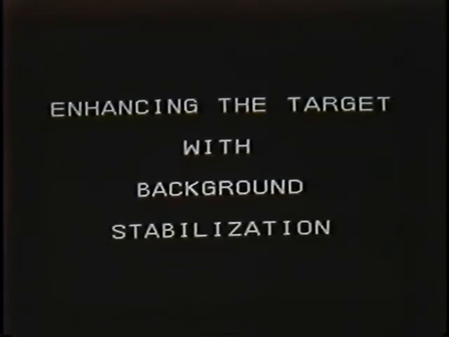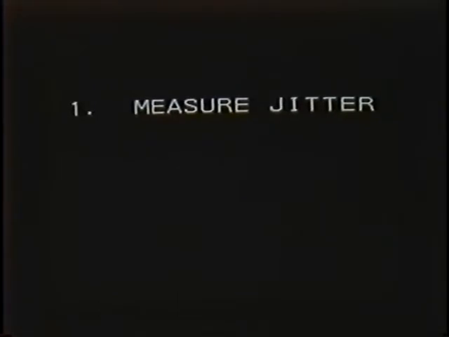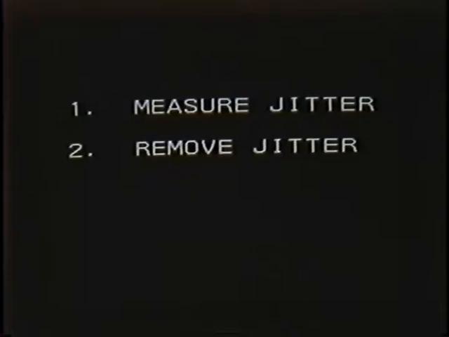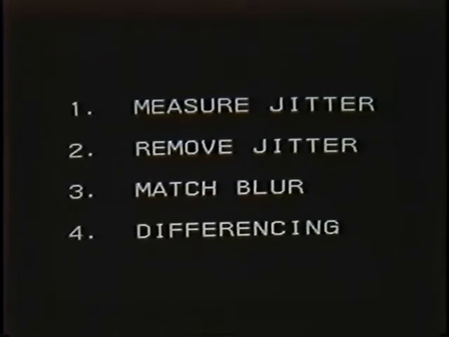The background stabilization target detection algorithm performs 4 basic functions in order to enhance the target. 1, it measures the frame-to-frame jitter. 2, it removes or corrects for the jitter. 3, it matches the blur between frames. And 4, it applies the simple differencing algorithm which we have already seen.